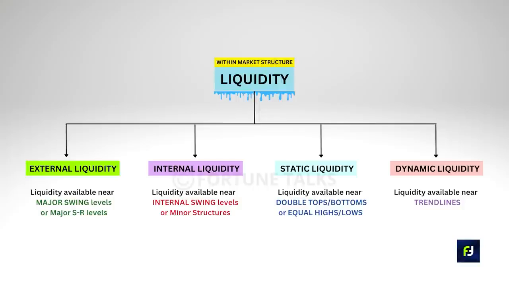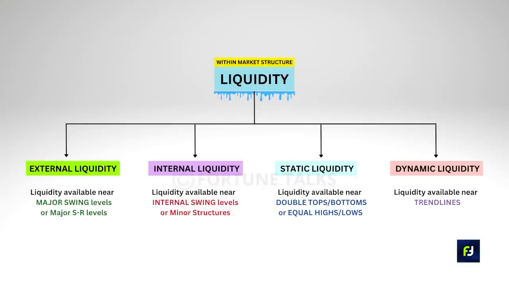Now, when it comes to static liquidity, this liquidity is created or identified at or near double bottoms or double tops, or simply near equal highs or equal lows. And finally, dynamic liquidity is identified as the liquidity which is associated with a trend line. So this liquidity is created at both sides of a trend, that is, above and below a trend line.